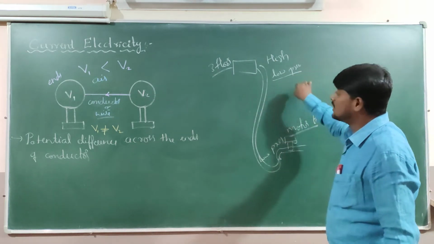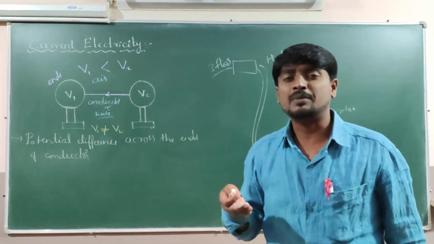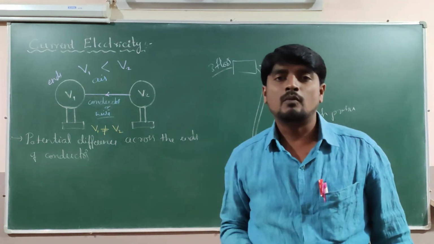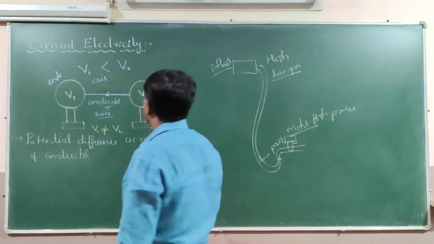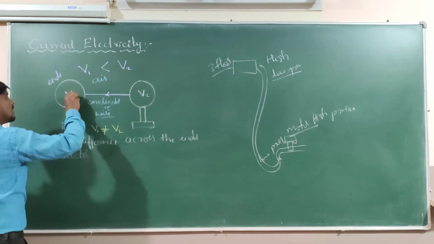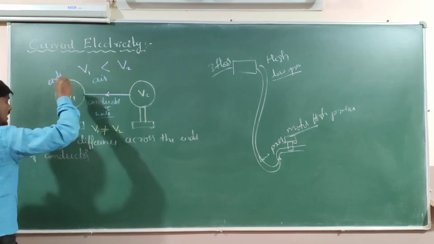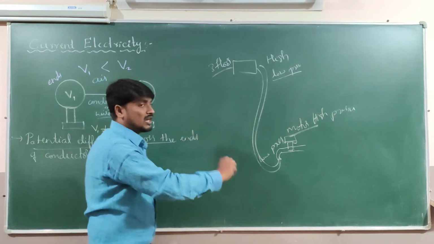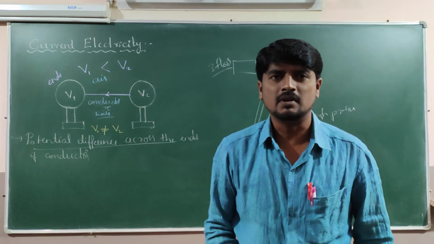So a pressure difference is required to uplift the water from the ground floor to any floor. What we require is a pressure difference. Similarly, to allow electric charges to flow from one potential to another potential, from one conductor to another conductor, from one end of the conductor to the other end, what is required? Potential difference must be required. I suppose it is clear to you, right?